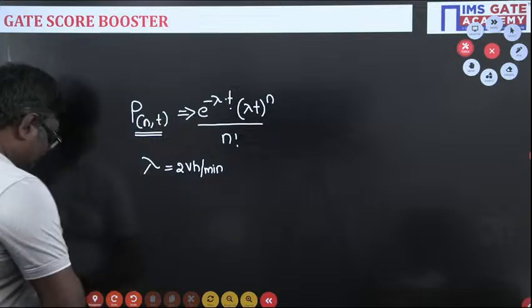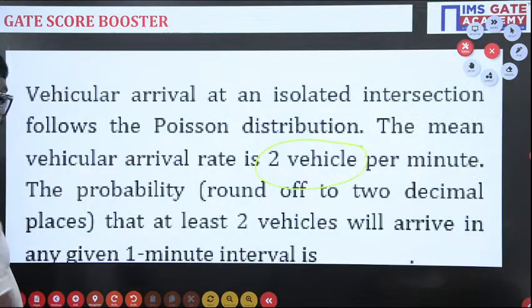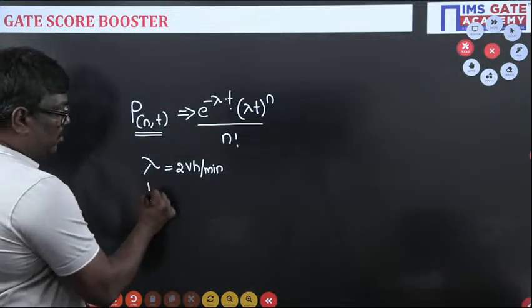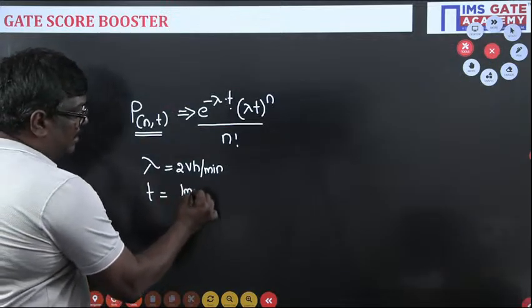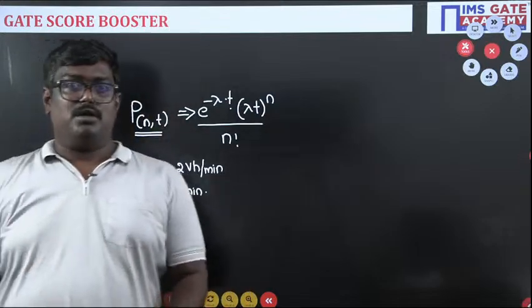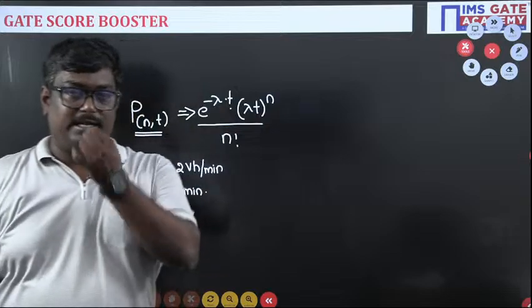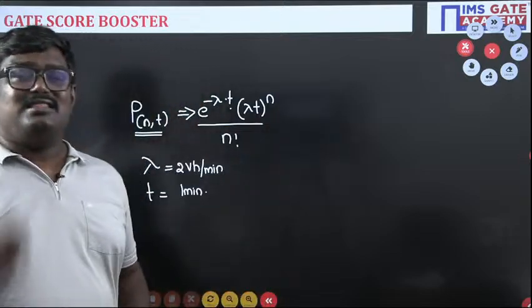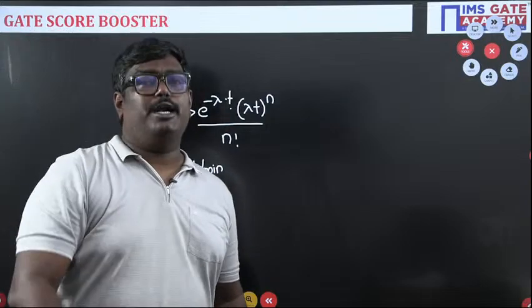And the time is given as 1 minute, sir. Time is given as 1 minute in the question. So t is equal to 1 minute. And remember, my dear students, when the number of vehicles is not mentioned, you have to take the n value as 0. This you can remember as a key point also.